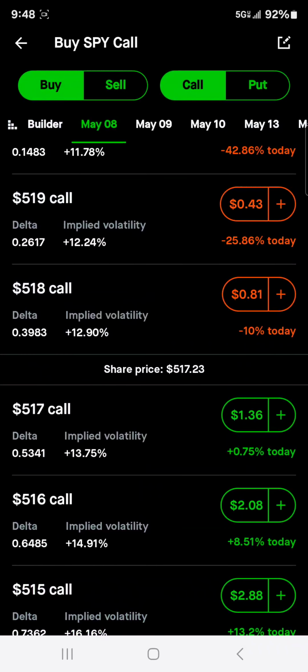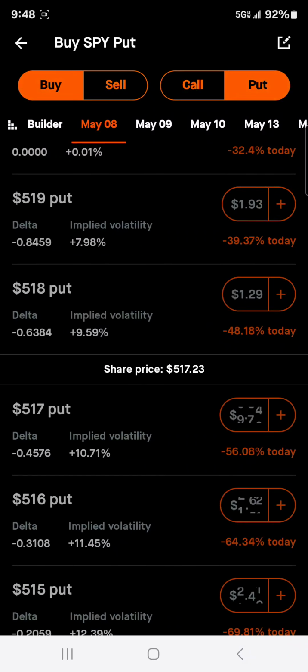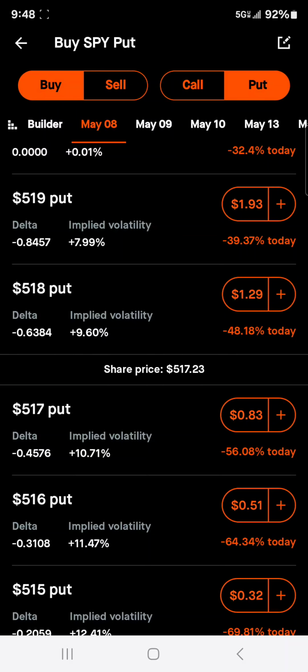It's the same with puts. It's the same process, just if you thought the stock was going down. Right now, the share price is saying 517, so this put here is what they call at the money. If you do the 517 put, that's technically at the money. If you go to the 518 put, that's out of the money. And if you go 516, it's in the money, meaning that everything below the share price line is technically in the money. But since we're so close to 517, I just say that's at the money.